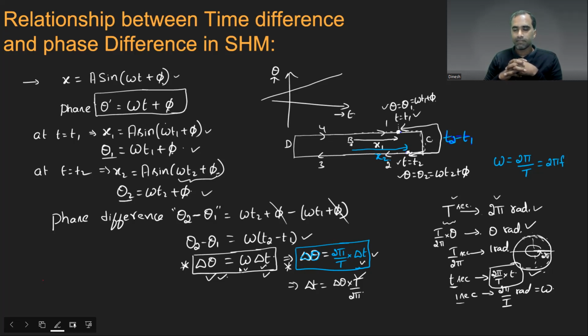2 pi omega. Oh, I've changed the question. I've given you the phase difference, 2 pi, and I'm asking you the time difference, delta t. What is it? Come on, you should not take this much time. Delta t is equal to 2 pi by omega. So if the phase difference is given, you can find the time difference. If the time difference is given, you can find the phase difference.